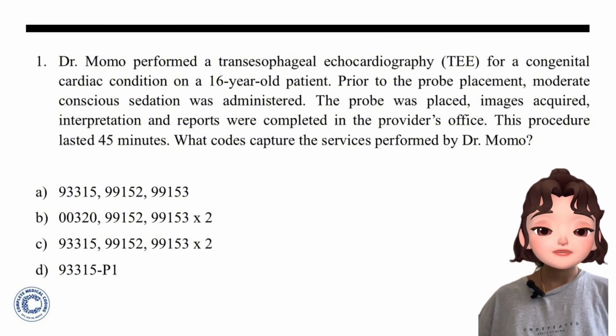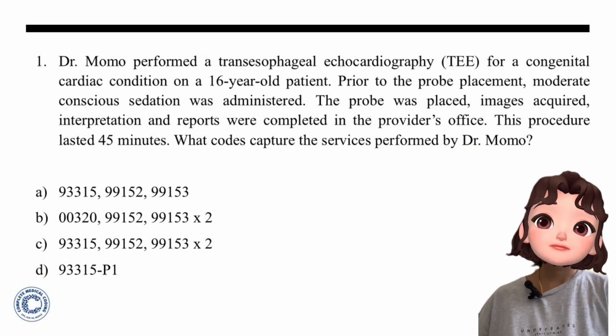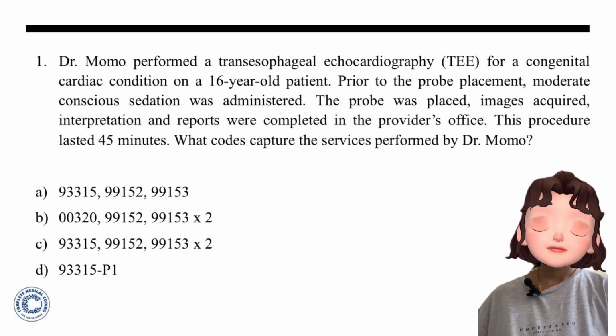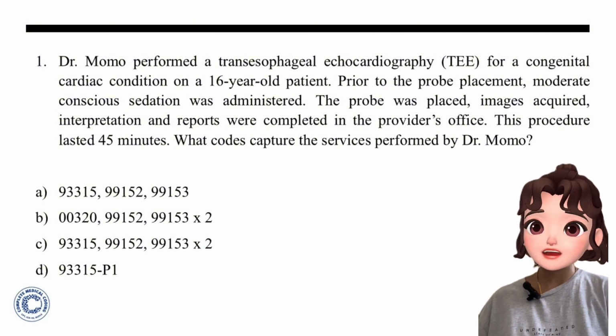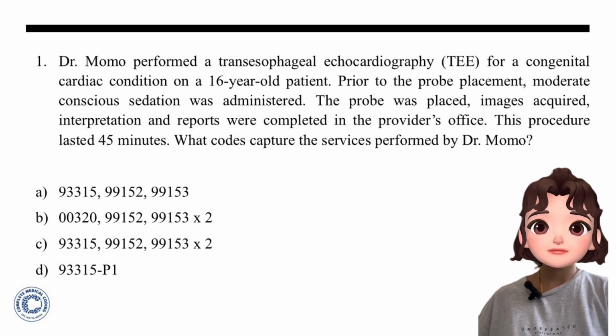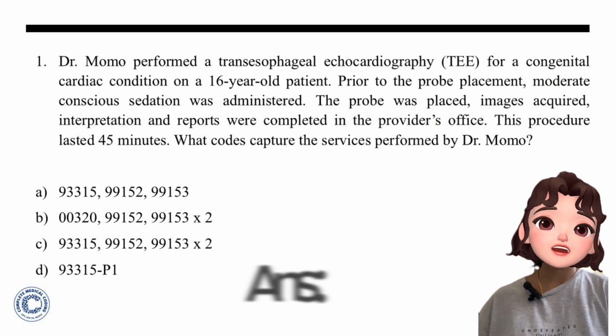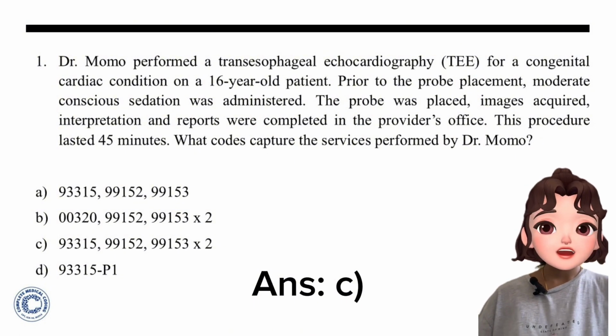Hope you understood how to get the codes. So what will be the answer in our options? Option A has all three codes correct, but 99153 should be 2 times, which is in option C. So our correct answer is option C: 93315, 99152, and 99153 times 2.